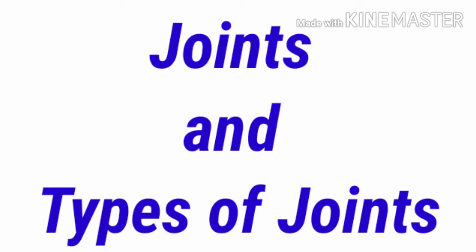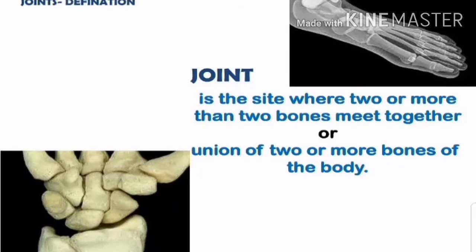It's learning time. So today in this video I'm going to explain to you about joints and types of joints. So let's start. Let's study about the joints. A joint is the site where two or more bones meet together, or the union of two or more bones of the body is called a joint.